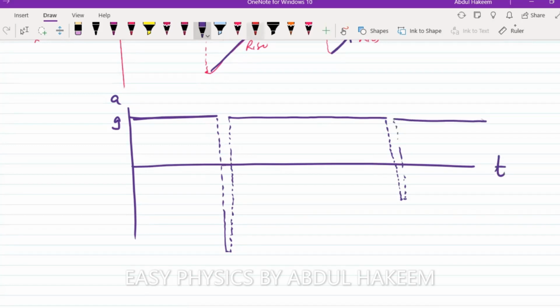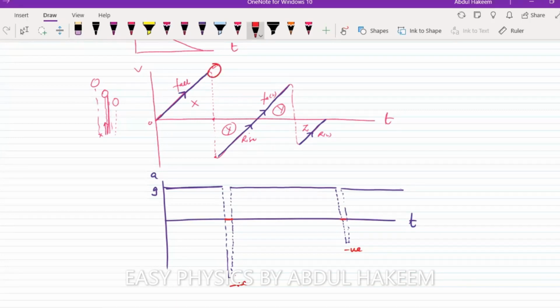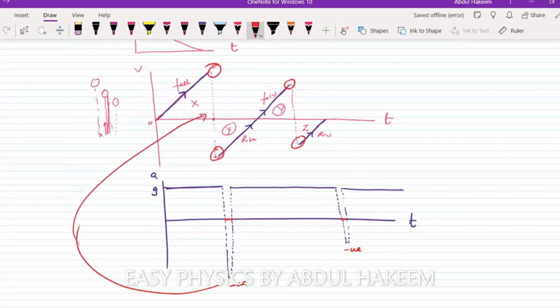This gap, this one, is showing the contact period with the ground. This is negative acceleration. So here, the first bounce contact, second bounce contact, velocity change is different. Look, this value and this value difference is greater than these two values' difference. That's why this negative acceleration is due to this change of velocity, and this negative acceleration is due to this change of velocity. This is the acceleration-time graph.